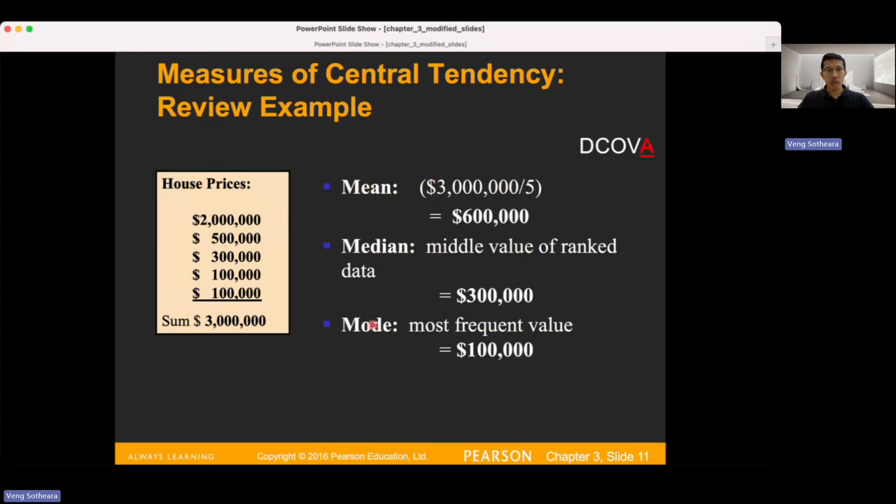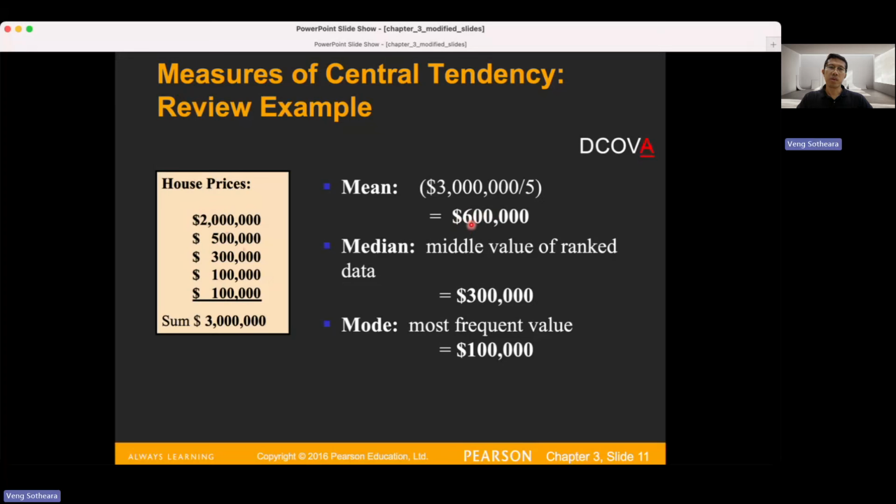But in this case, I think the median is the best. It will give us a good representative. 600,000 is not appropriate because it has been affected by a large number, because the general price should be around something like this, not that much, right?